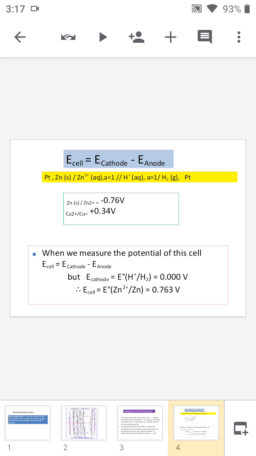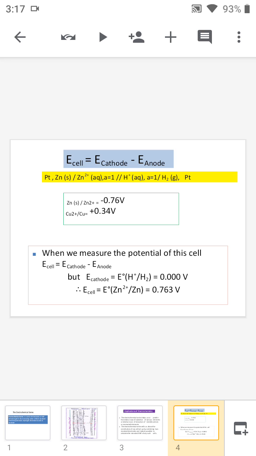Okay. Now, thus we can calculate the potential of any cell. Now we are moving into another cell, the galvanic cell. We have already studied that zinc acts as an anode in the galvanic cell, and copper acts as a cathode in the galvanic cell. So the potential of the zinc, I already told you, is minus 0.76, and the potential of the copper is 0.34 volt. So substitute in the equation E cell is equal to E cathode minus E anode.